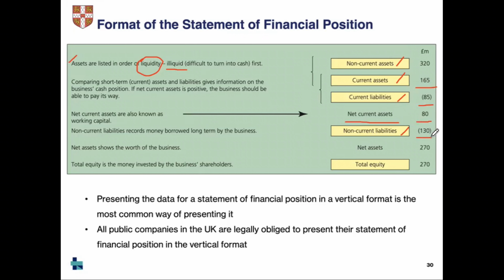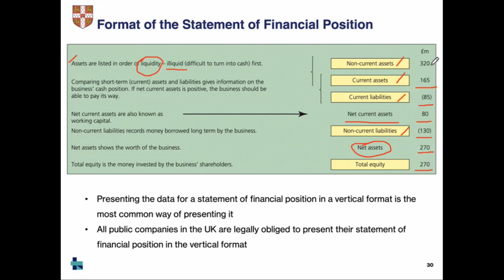All right. So our total assets, which is an addition of our non-current assets and our current assets, minus our total liabilities, which is an addition of our non-current liabilities and our current liabilities, will give us our net assets. So total assets minus total liabilities will give us our net assets. And here on this statement of financial position it is 270, which is also equal to the equity, which is 270. All right. So let's start from the top again.